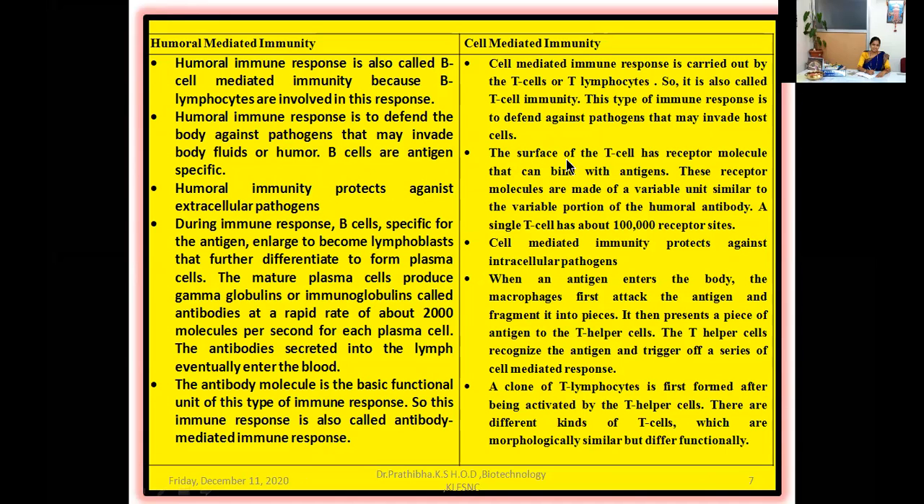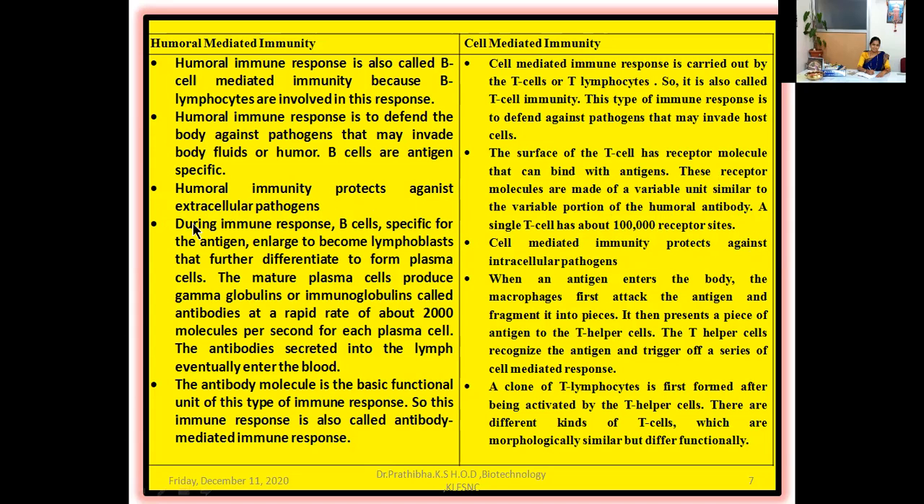Whereas in cell-mediated immunity, the surface of the T cells has receptor molecules that can bind with antigens, and these receptor molecules are made of a variable unit similar to the variable portion of the humoral antibody. A single T cell has about 1 lakh receptor sites. Humoral immunity protects against extracellular pathogens. Cell-mediated immunity protects against intracellular pathogens.